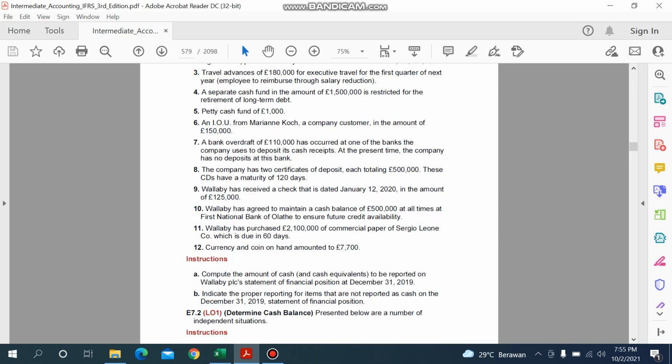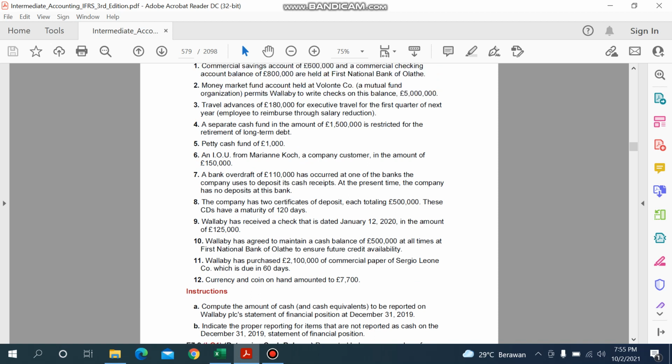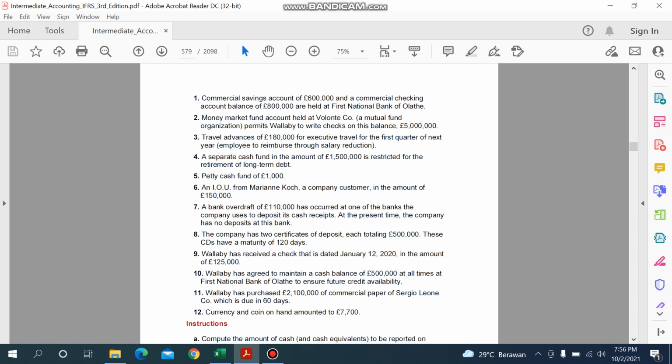A. Compute the amount of cash and cash equivalents to be reported on Wallaby PLC's statement of financial position at December 31st, 2019. And then B, indicate the proper reporting for items that are not reported as cash on the December 31st, 2019 statement of financial position. So for A, we need to determine from 1 to 12 which will be included under cash and cash equivalents. The rest of the points that are not included, we must determine in which account they will be reported. So we go one by one.